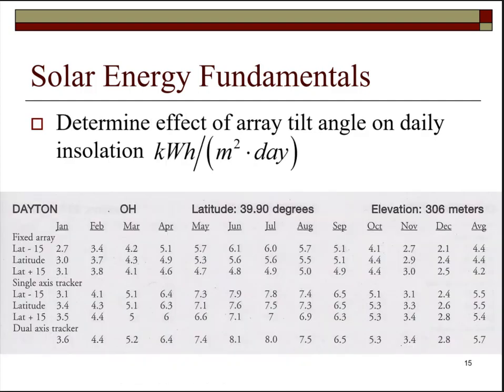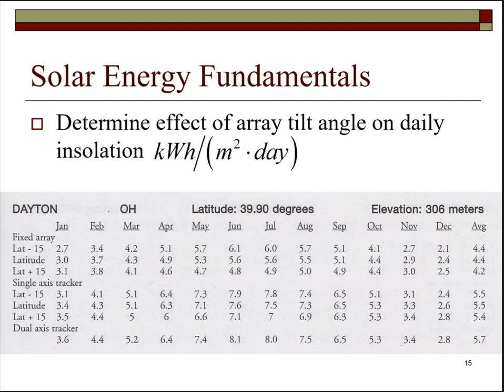This is a typical solar radiation table. This one is for Dayton, Ohio. It gives us different conditions for the tilt angle of the surface and also single and double axis tracking. Single axis tracking means that the surface follows the sun throughout the day. Double axis tracking means that the surface not only follows the sun throughout the day, but also throughout the year.